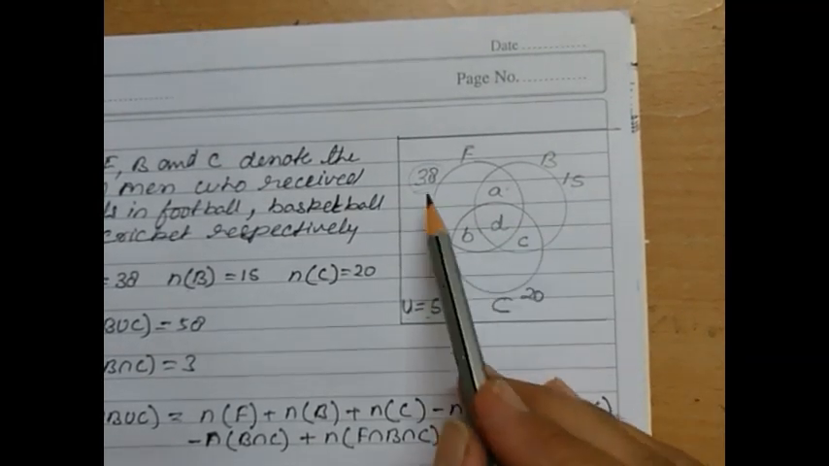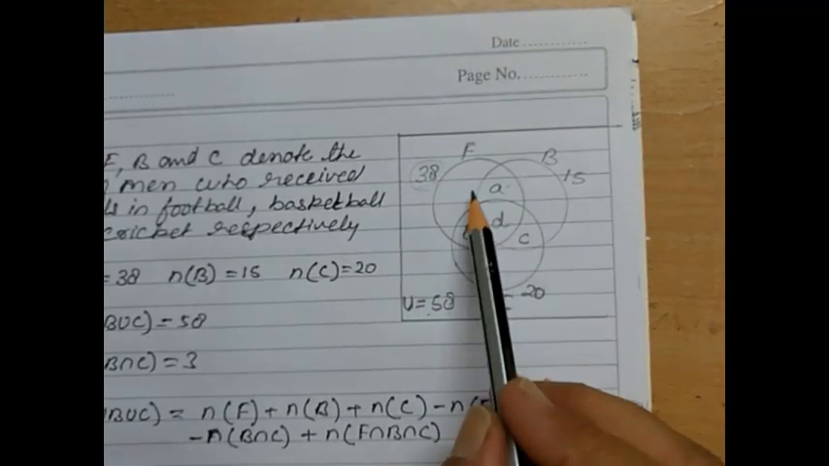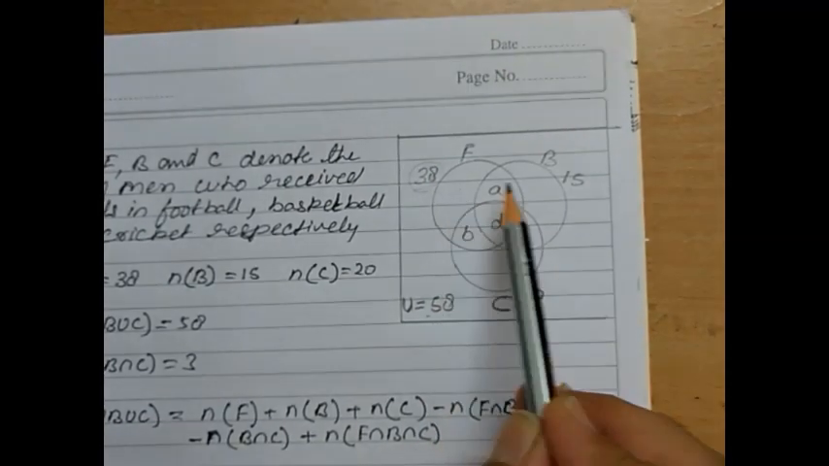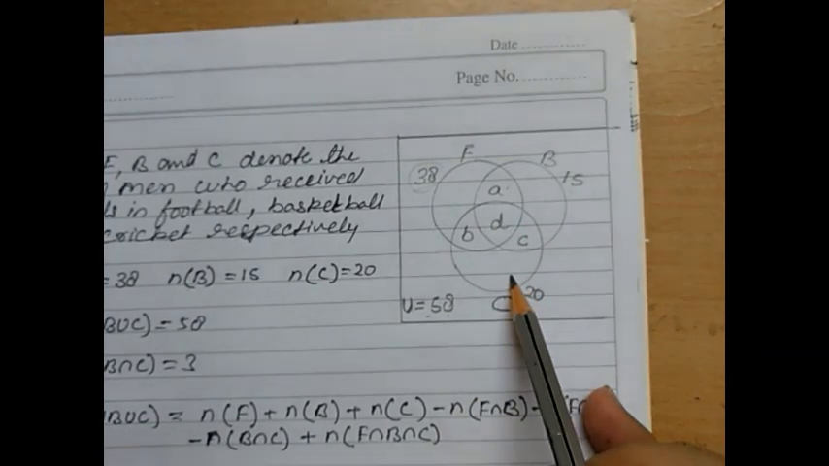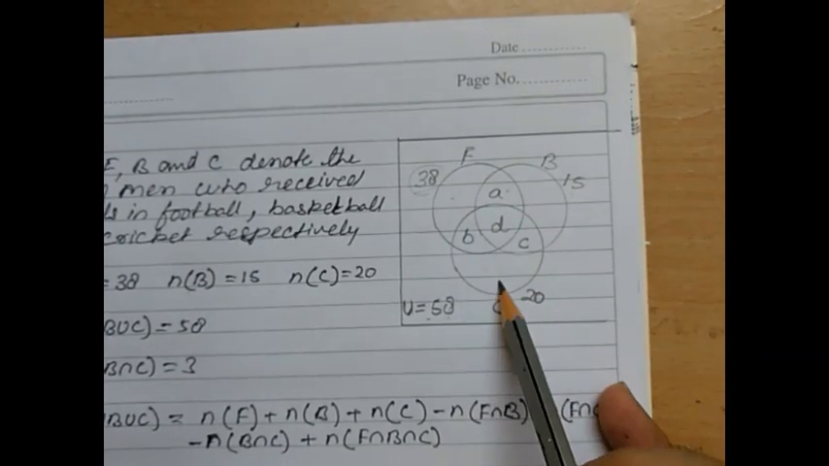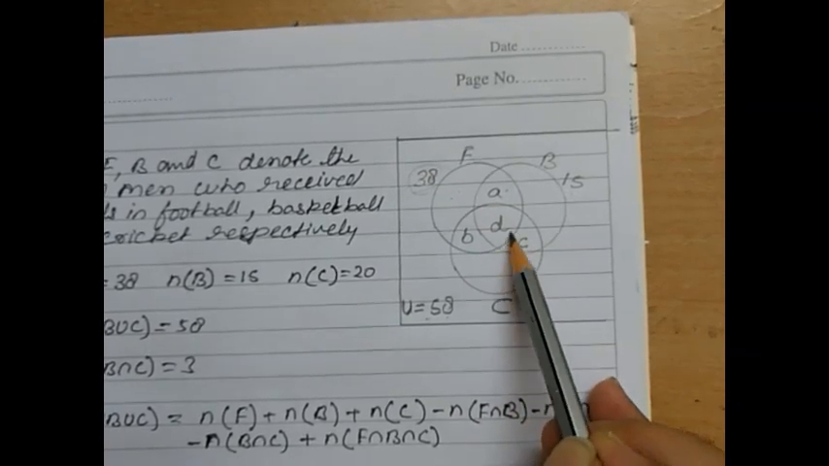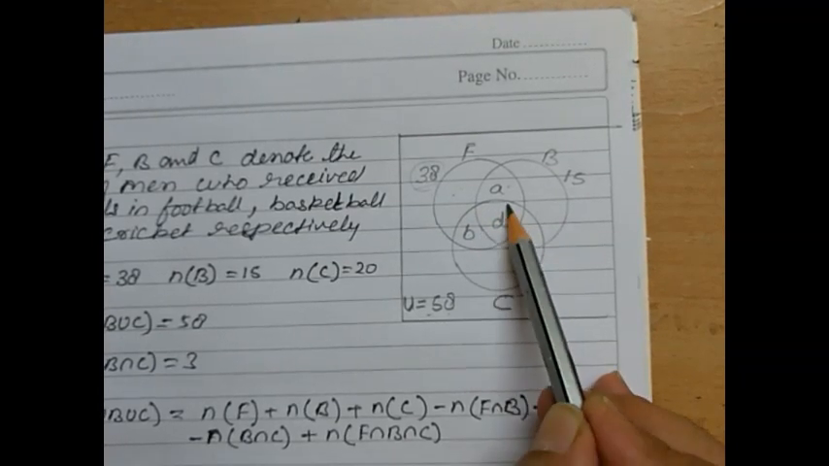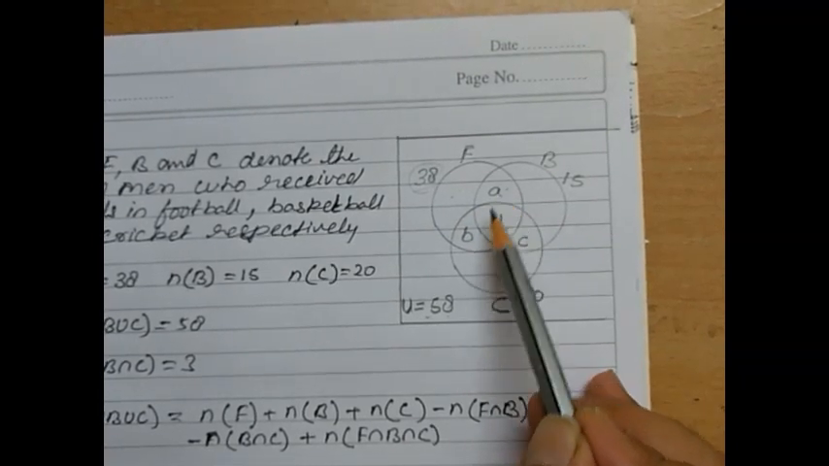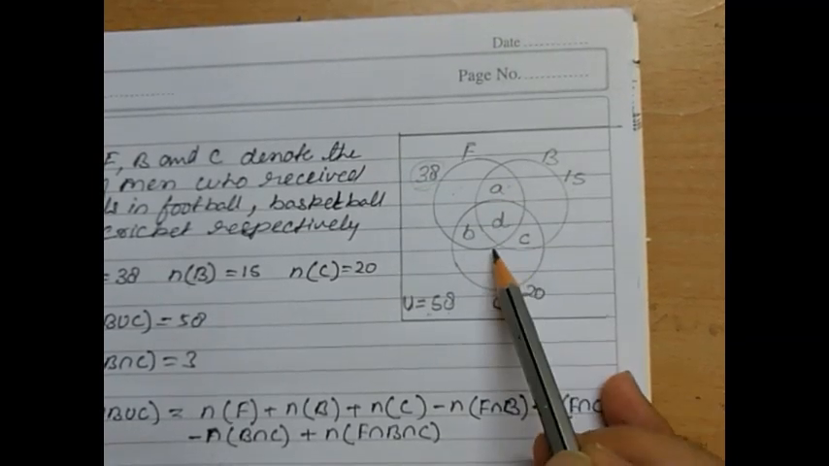There are a certain number of people who got the medal in football as well as basketball, basketball as well as cricket, football and cricket, and there were 3 people who got the medal in all the 3 sports. Now here I have taken A, B, C and D, which are the parts of the intersection.